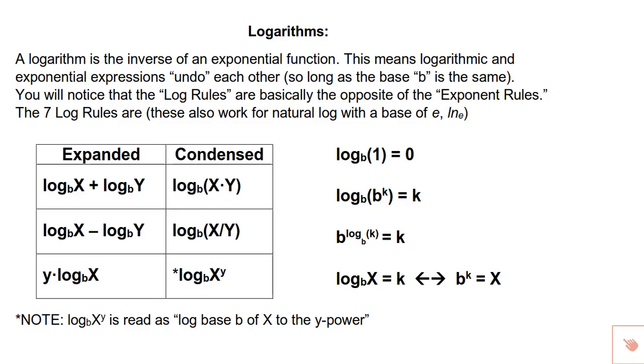Logarithmic expressions, like exponential expressions, are used throughout math and science. A logarithm is the inverse of an exponential function, which means logarithmic and exponential expressions undo each other as long as the base is the same. We see this idea throughout math, where multiplication undoes division, for example, or subtraction undoes addition, and we use that idea of undoing to help us solve and simplify expressions. The same concept applies here, where logs and exponents undo each other.